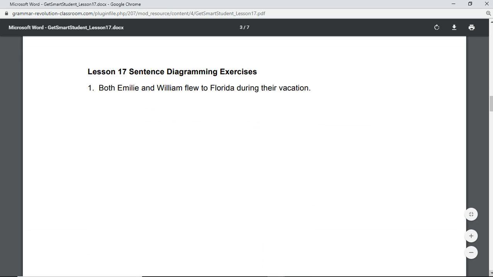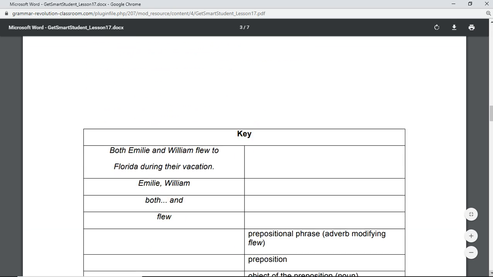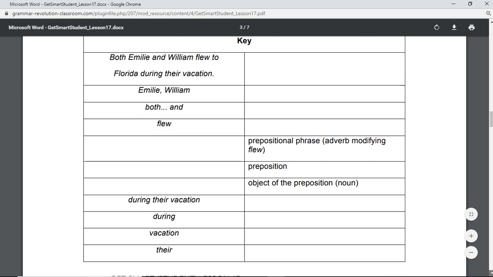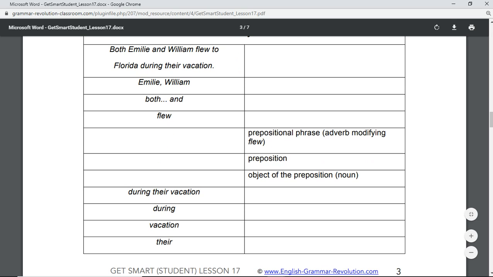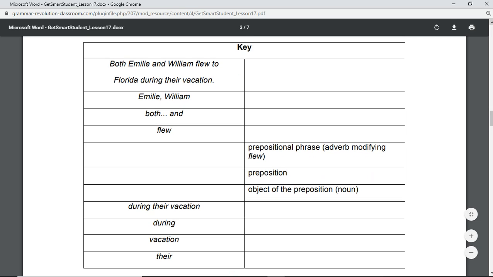Take a look at our first question. Number 1. Both Emily and William flew to Florida during their vacation. Write that out. Make your box. Okay. Obviously pause the video to fill all this in. Let's head to the next one.